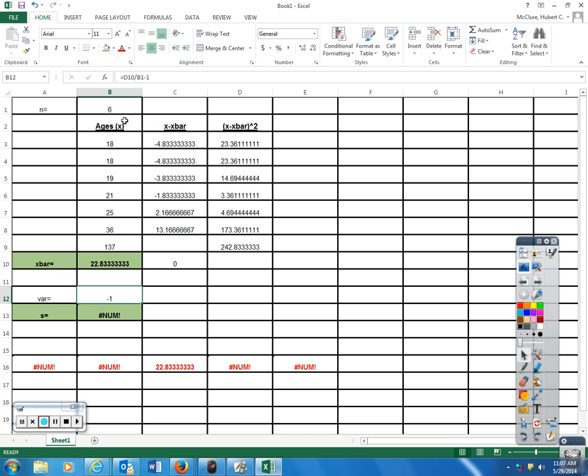And that doesn't look right. D10, let me just erase this because I think I've got a wrong formula in there. Equals this number divided by parentheses n minus 1. There, that looks a whole lot better. And then take the square root of that, and that will give you this number here, 6.967.